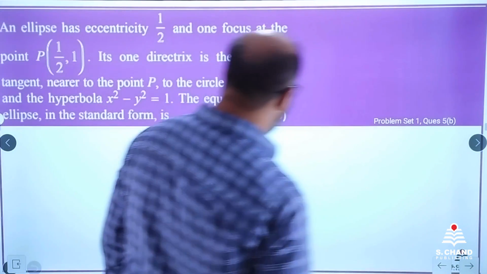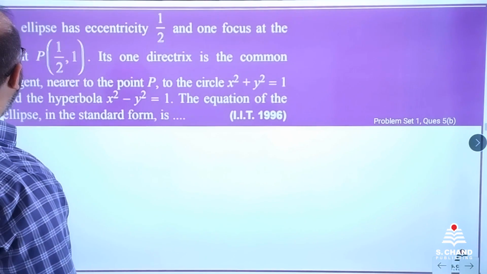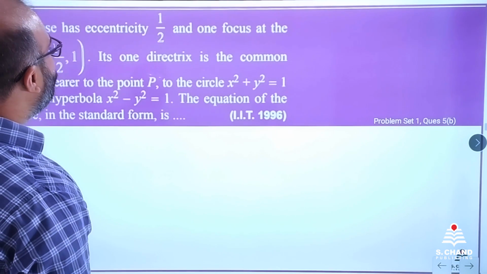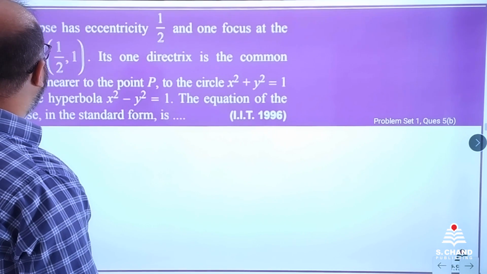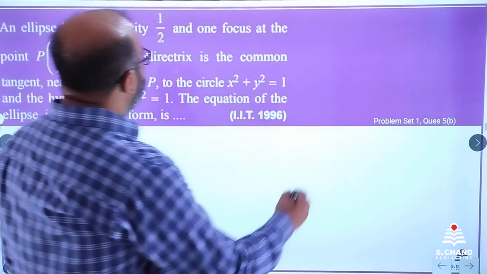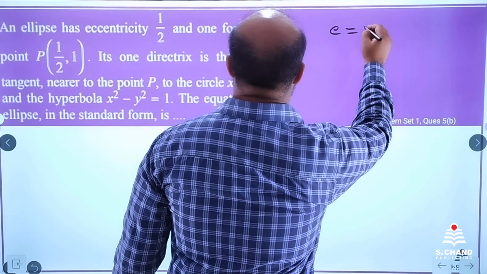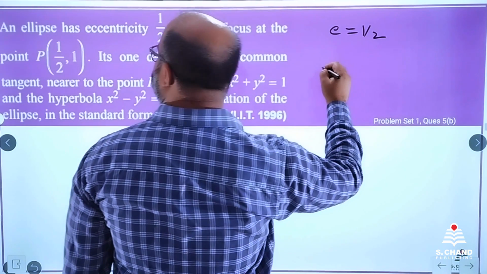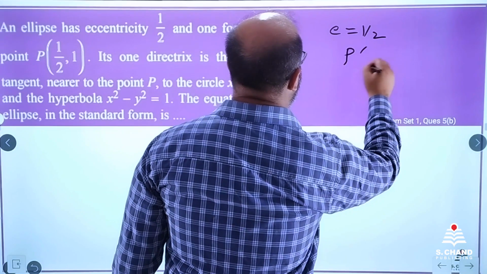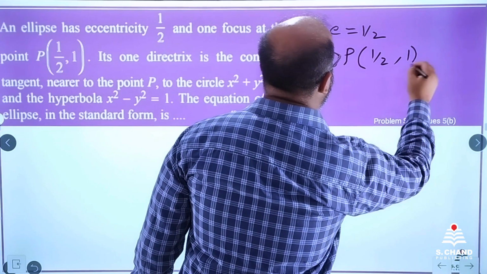Now let us come to the next question. This question says an ellipse has eccentricity half and one focus at the point P half comma 1. So eccentricity is equal to half and one focus at the point P half comma 1. So this is the focus.